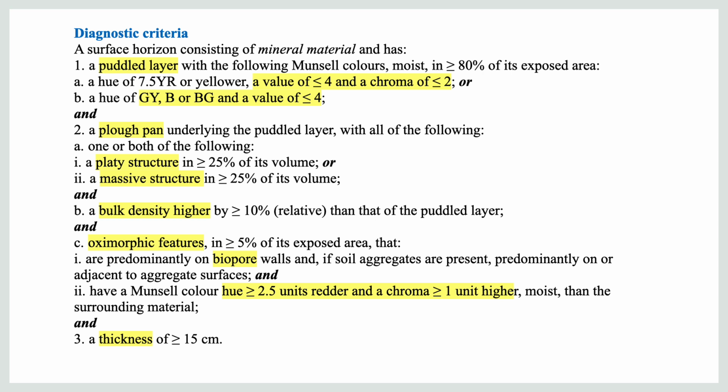Oh, and we also have in these oximorphic features a higher hue and higher chroma than the surrounding material. Of course, if we are saying that we have concentration of iron, we need to register higher hue and higher chroma in these areas. And of course, we need to consider a thickness of at least 15 centimeters, because all the diagnostic horizons have specific thickness that should be followed as with the other diagnostic criteria.